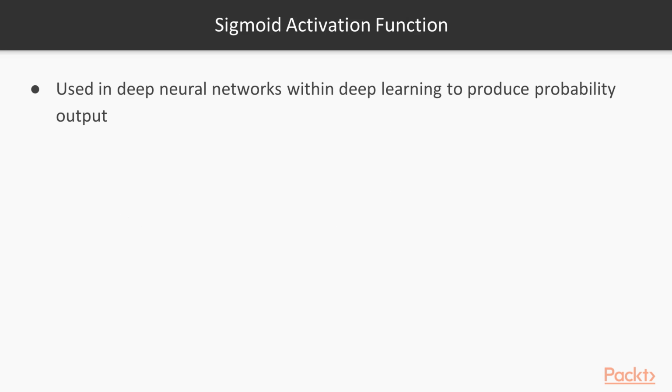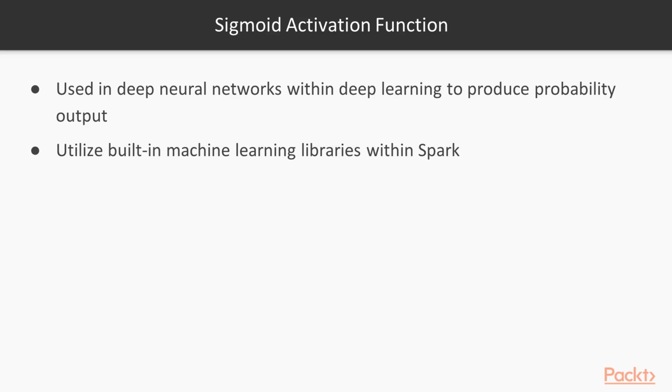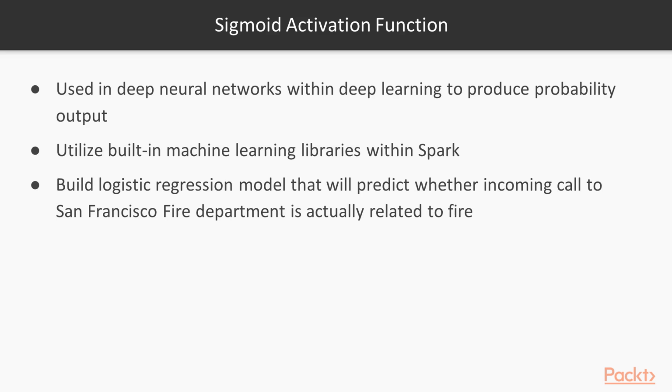The sigmoid activation function is one of many activation functions that are also used in deep neural networks within deep learning to produce a probability output. We will utilize the built-in machine learning libraries within Spark to build a logistic regression model that will predict whether an incoming call to the San Francisco Fire Department is actually related to a fire rather than another incident.